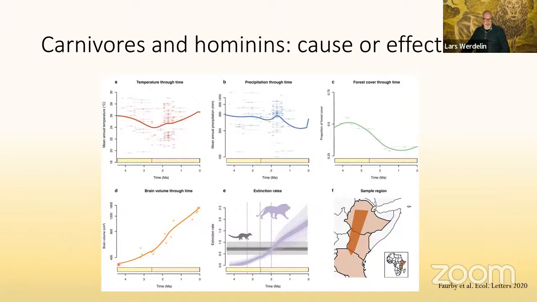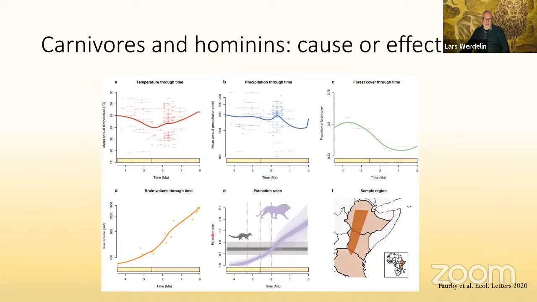Then we looked at, because I had an initial hypothesis that large carnivores became increasingly under stress because of the increasing ecological expansion of hominins in Africa over the last, say, 3 million years. So we wanted to look at what carnivore extinction would look like compared to brain volume increase in African hominins, or in hominins in general. And this is basically all the points that are available for us in this regard. And we know, of course, that there was a general increase in brain volume over time in hominins in Africa and elsewhere.